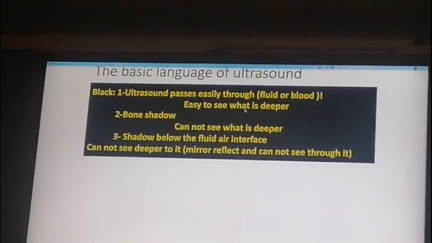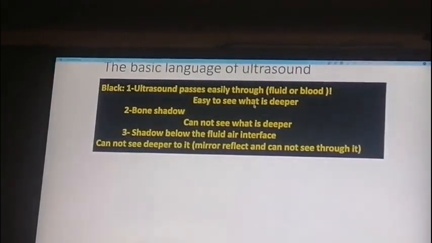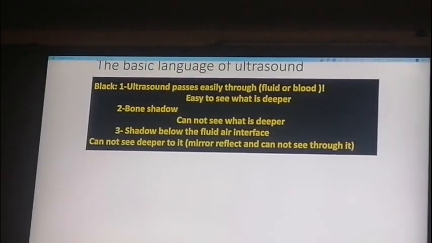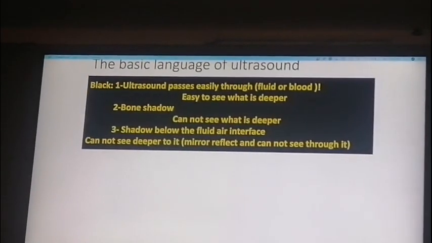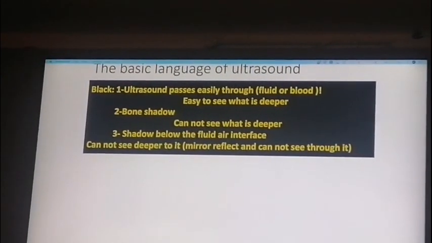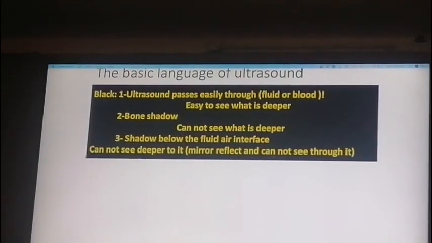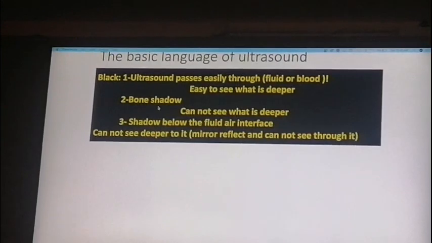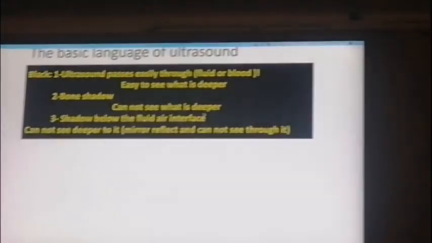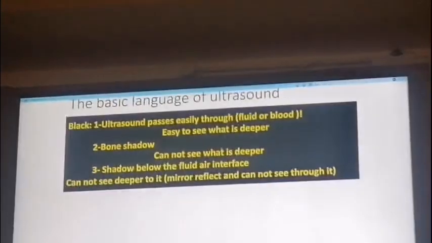So how do we differentiate whether this black is fluid or artifact? If you can see underneath or around the fluid, it is fluid. Because as I mentioned, fluid allows the ultrasound to pass, so anything around will be seen easily. If the black is something different, no underneath structure will be seen. So it could be a shadow, we cannot see what's deeper, it will be just a shadow. So I think now it's easy to differentiate between both.